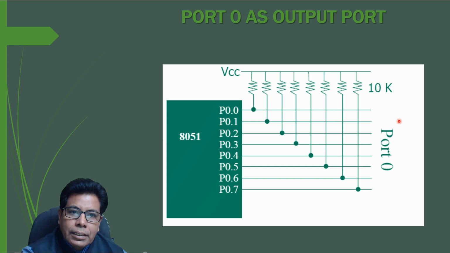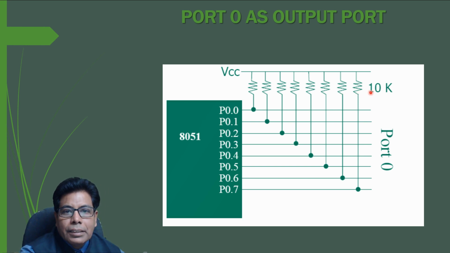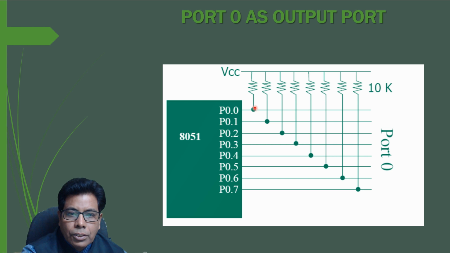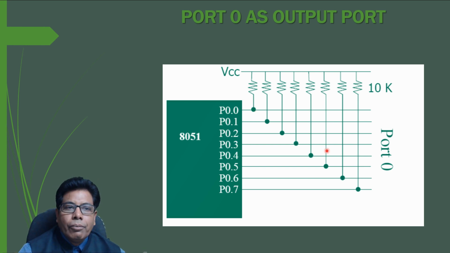When we connect the pull-up resistors, they have a value of 10K each, and they are connected in between the port pins and VCC. So when we connect them, we can use port 0 as an output port. So we can output 0 as well as 1 on the port then.